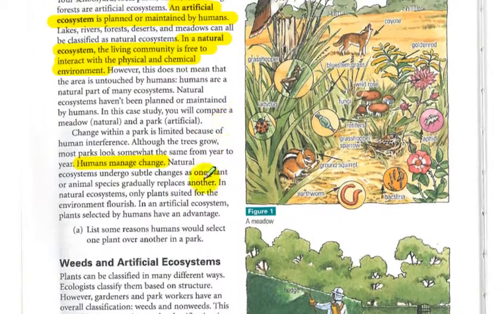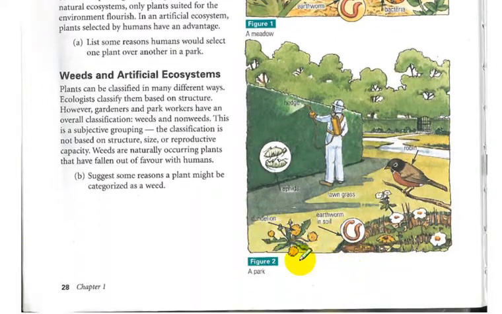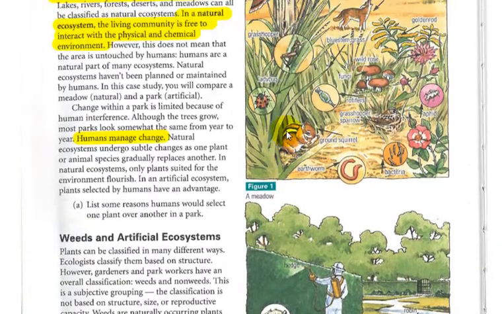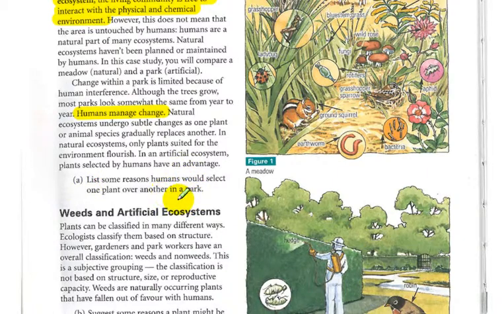Natural ecosystems, though, can undergo subtle changes as one plant or animal species gradually replaces another. Only plants and animals suited for that environment flourish. In an artificial ecosystem, though, plants selected by humans have the advantage. For example, dandelion, likely not wanted in a park, would be sprayed, and pesticides used to get rid of certain bugs, etc. In the case study that we do, there are questions throughout that you have to answer as you read through it.